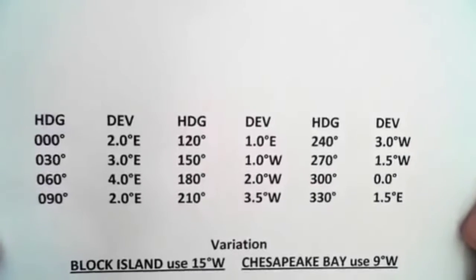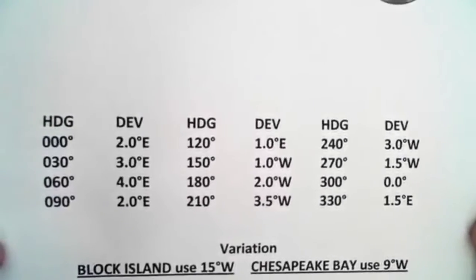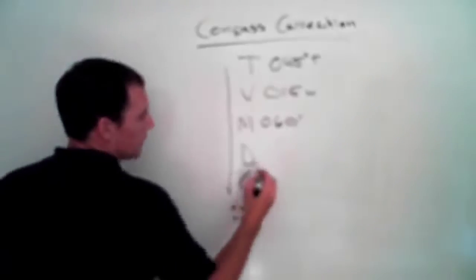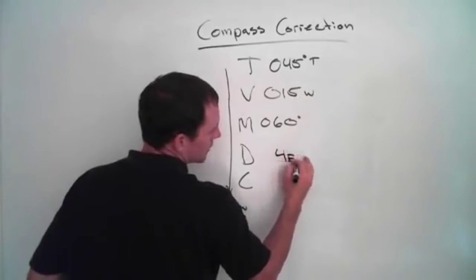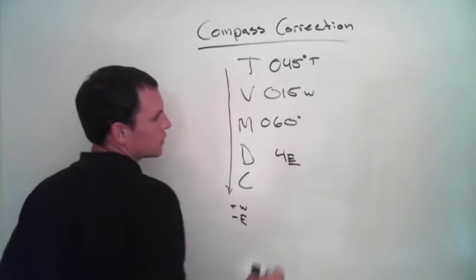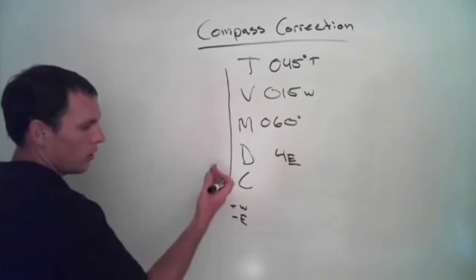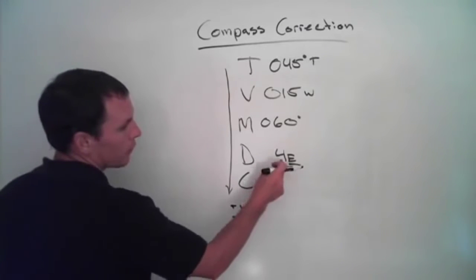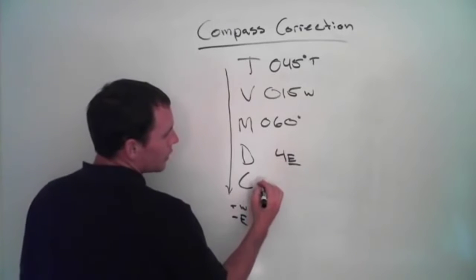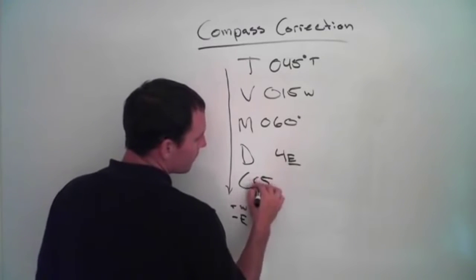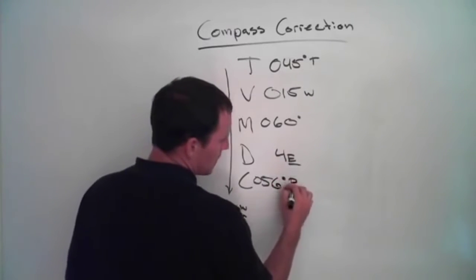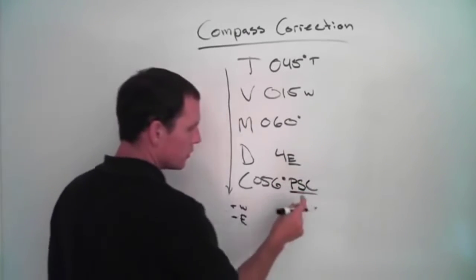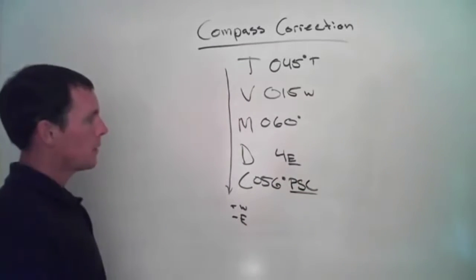60 degrees is 4 east deviation. 4 east. It's very important that you know if it's east or west, because that says if you add or subtract. So it's 4 east, we subtract, we get 56 degrees PSC. This is the label you will see when we're dealing with compass.